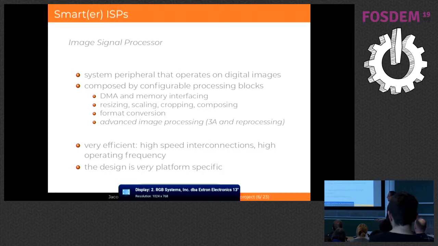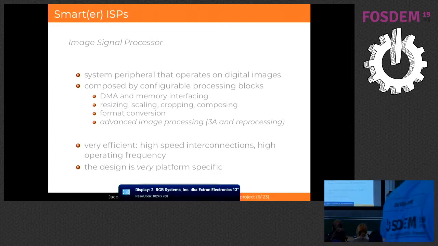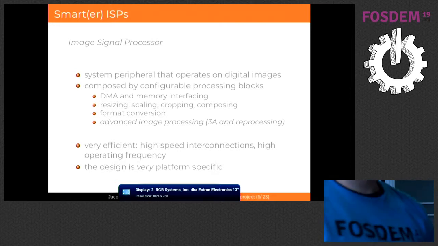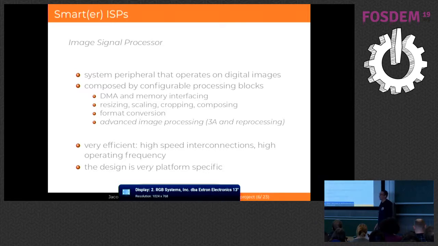It's very efficient because it's a system peripheral, so it runs at a very high frequency, it has a high-speed interconnection with CPUs, and the design is very platform specific. For a system on chip that maybe is targeted at the automotive market, you would like to have a lot of DMA channels because you're maybe transferring a lot of different images from different sources. If you have an SoC designed for the mobile application space, you maybe would like to have different outputs with different pixel encodings to present images like still capture or viewfinder easily to the application.